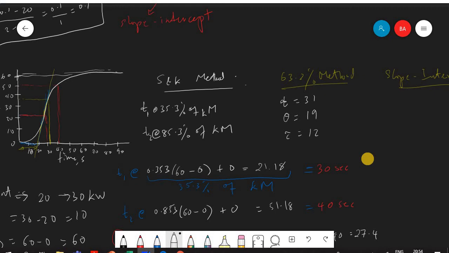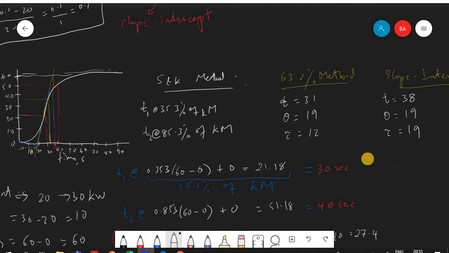If you talk about the slope-intercept method, the intercept here is different from the 63.2%, and so it will give me a different value, like 38 in this case. So I will have t equal to 38, and my theta is 19, so my tau is equal to 19. In this case you can see that the theta will be the same, but I'll have a different tau.